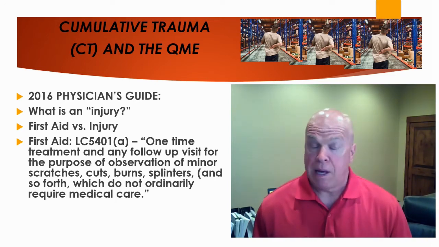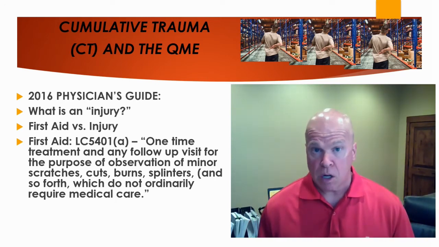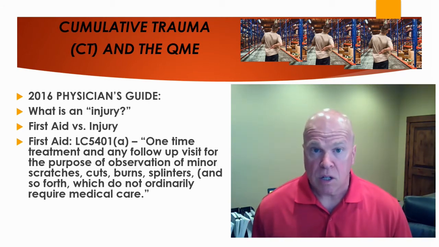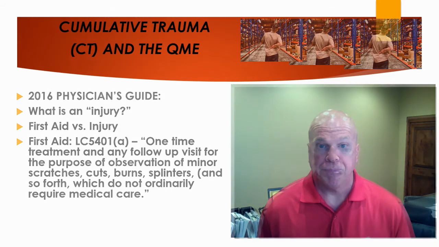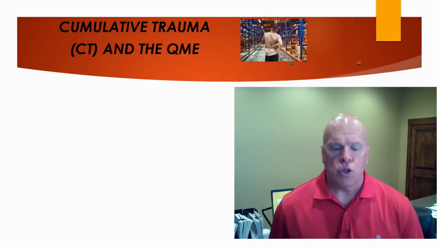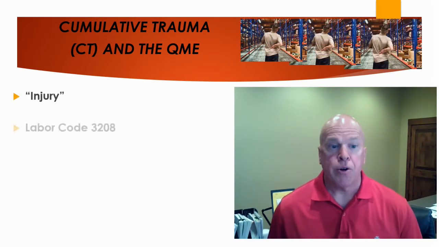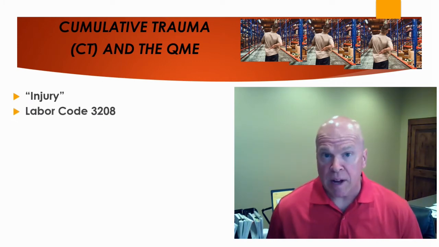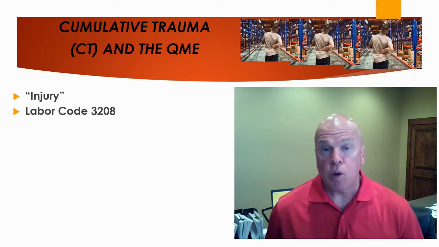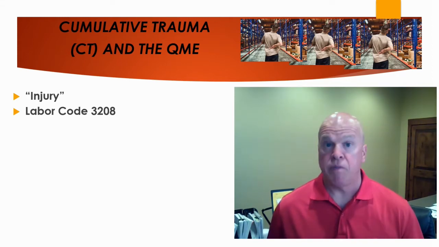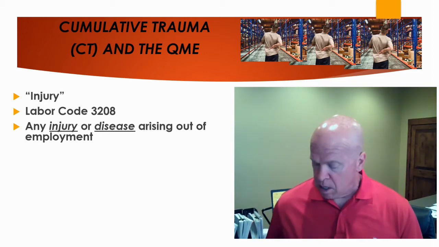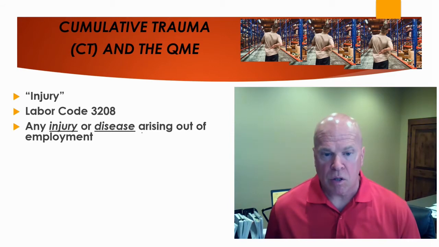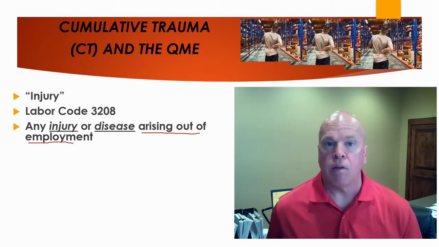Let's now talk about then, beyond first aid, what constitutes an injury and what constitutes a condition that actually requires medical care under the workers' compensation system. So for our definitions of injury, we turn to Labor Code 3208. 3208 provides three circumstances wherein an employee can qualify for an industrial injury, either specific and/or cumulative trauma injury. So circumstance number one is any injury or any disease that arises out of employment. And you'll notice this is the AOE, arising out of employment.